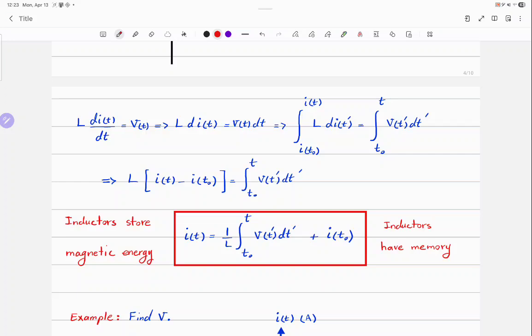Is that part of how batteries are made? Pardon me? Is that part of how batteries are made? Yeah, capacitors, yeah, especially. Not all of them, but yeah, some.